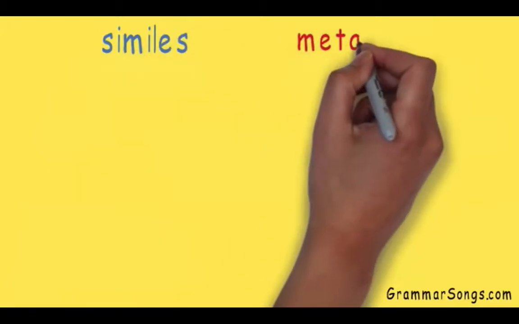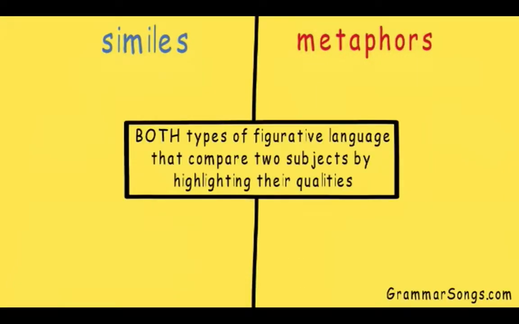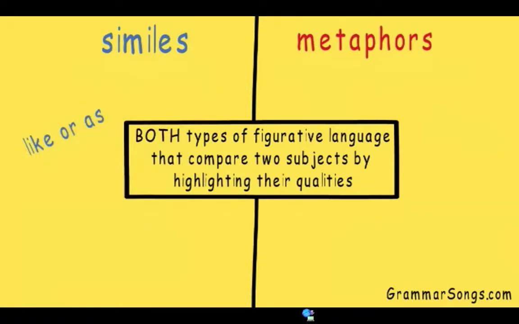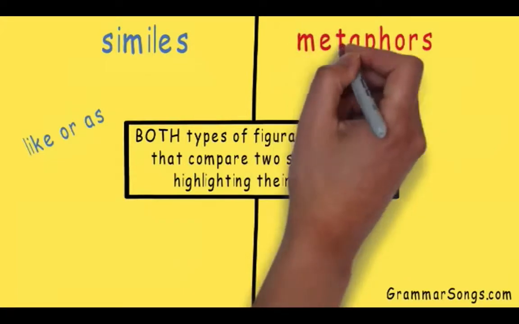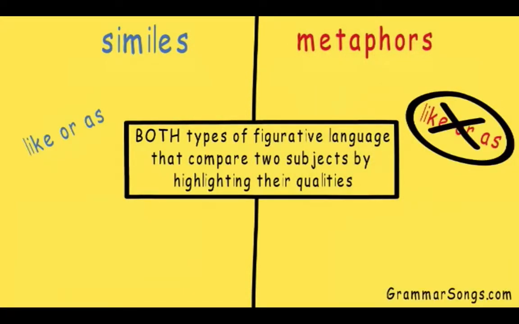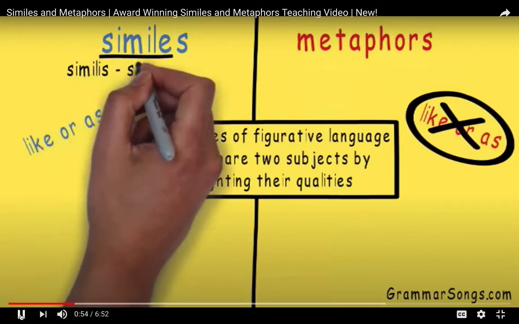Similes and metaphors are alike in many ways. The difference is that similes use the words like or as to compare by showing how two subjects are alike. Metaphors do not use like or as when comparing. They simply state that one thing is another thing. The word simile comes from the Latin word similis, meaning similar.